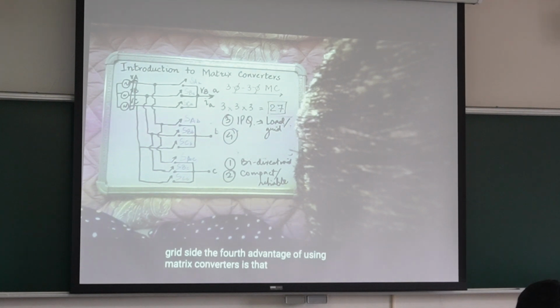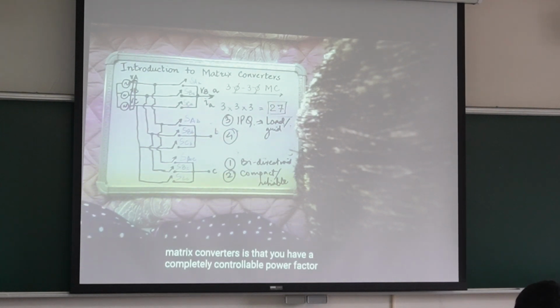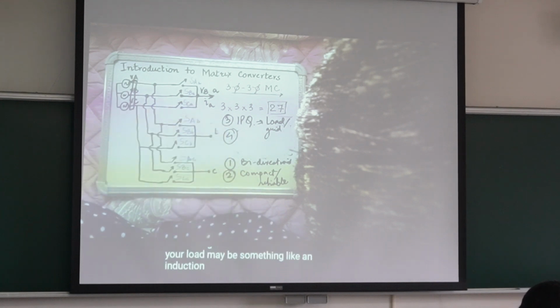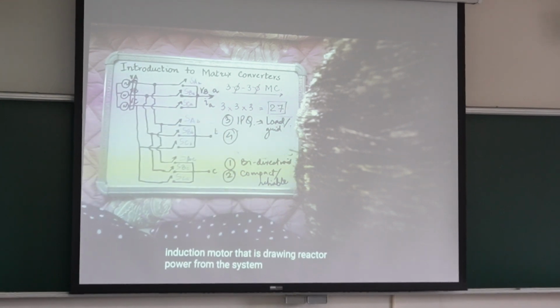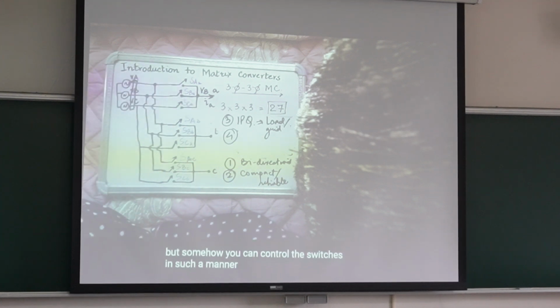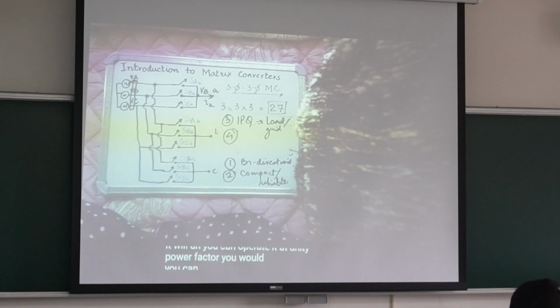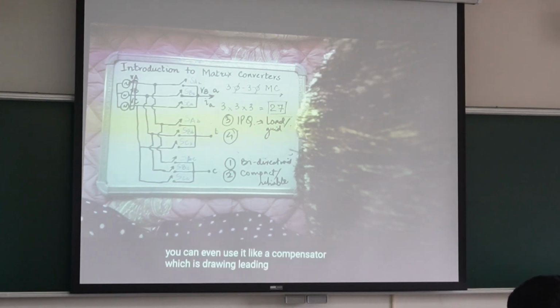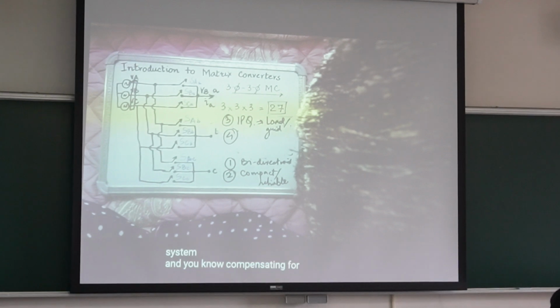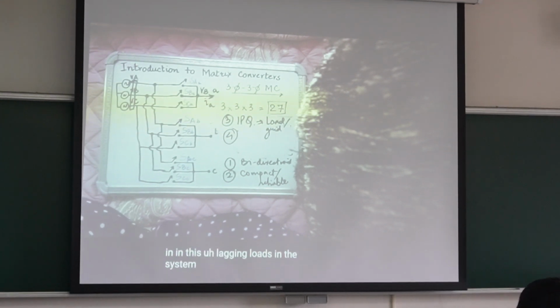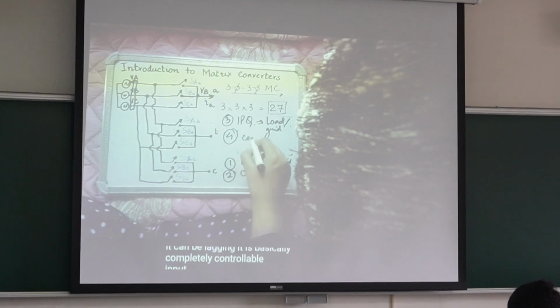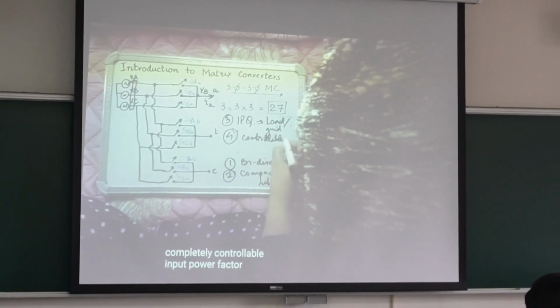Another advantage of matrix converters is that you have a completely controllable power factor. Even if you have something like an induction motor that is drawing reactive power from the system, you can control the switches in such a manner that the grid does not see the reactive power being drawn. So you can operate it at unity power factor. You don't need a power factor correction or compensating circuit for other lagging loads in the system. The power factor of the current drawn from the grid can be controlled: it can be leading, it can be lagging. It is basically completely controllable.